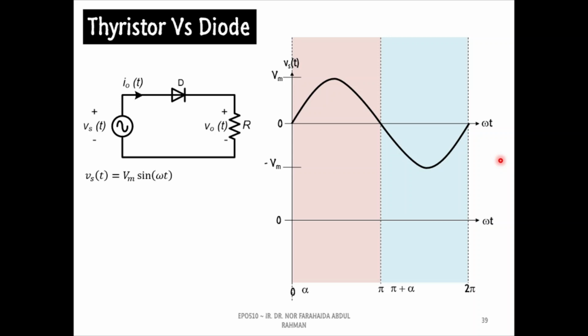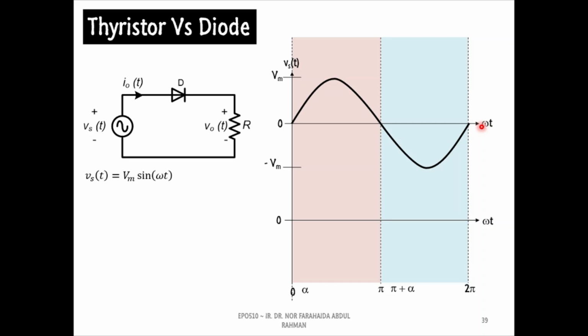Firstly, let's look at the circuit diagram. As you can see here, this time I am using an AC voltage source. The equation for the supply voltage is Vm sin omega t, where Vm is the peak amplitude of the voltage waveform. According to this equation, we can have this following waveform.